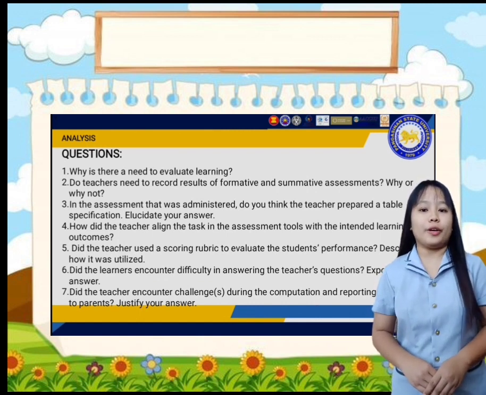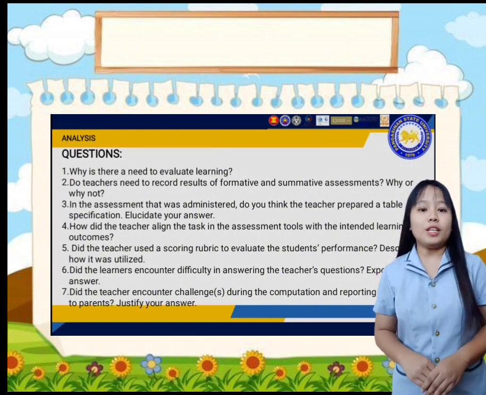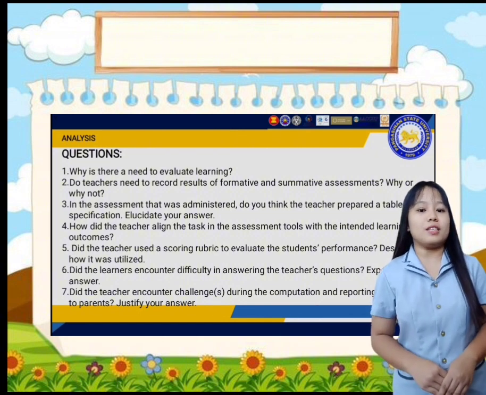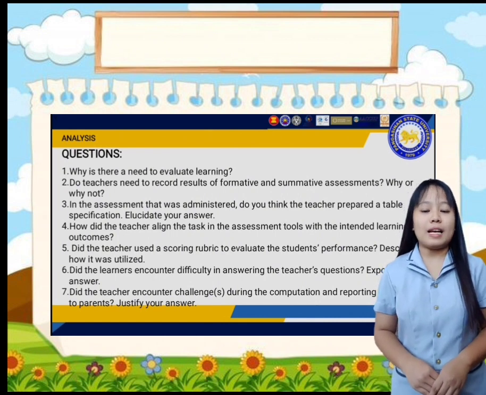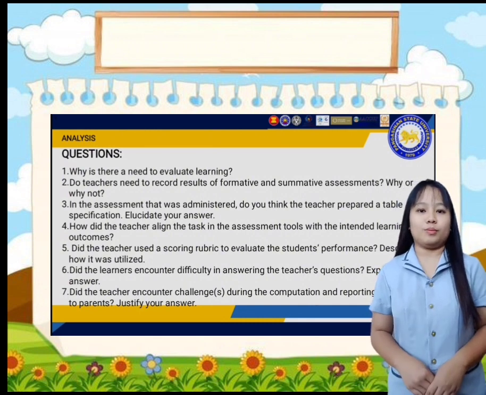Teachers need to record the results of formative and summative assessment because with this, they can monitor the learning and the academic progress of the learners. They can use it to determine or measure what the learners have achieved, and sa pagre-record po ng assessment, it is pivotal for it is needed sa pagkukompute po ng grade, as well as it will serve as a proof and basis by the educators in computing the learner's grade po.